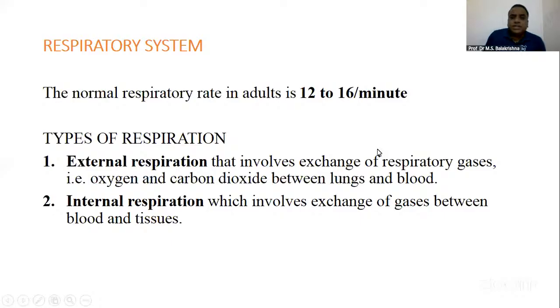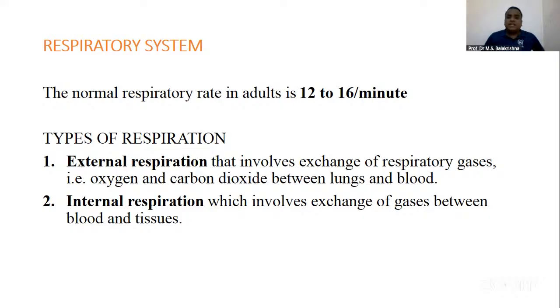So dear students, the normal respiratory rate is 12 to 16 times per minute. Inspiration followed by expiration. One cycle of inspiration plus expiration is equal to one respiratory rate. In an adult, it will be 12 to 16 times, and in newborn babies, it will be much higher.